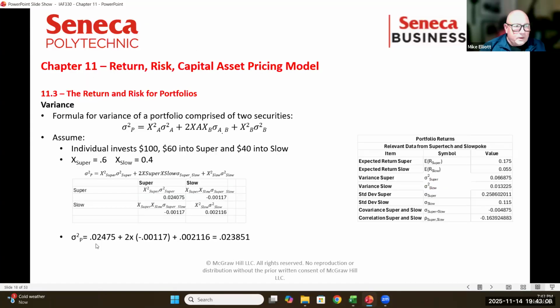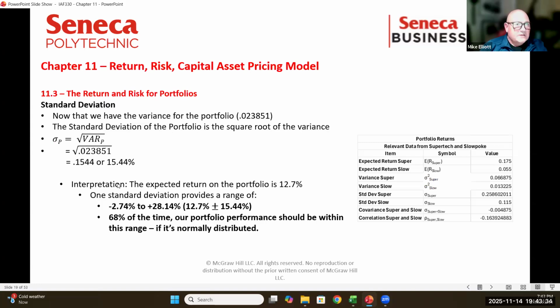But to get our variance here, what we did was we took the 0.24075 plus 2 times the covariance between them plus 0.21164. So that gives us our portfolio variance, and the portfolio standard deviation is the square root of that.